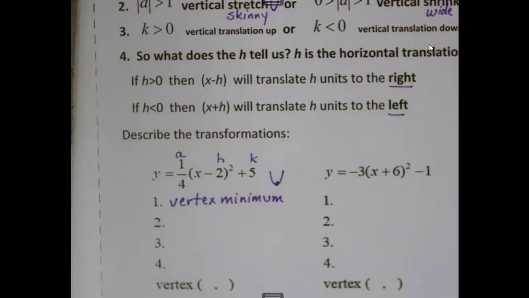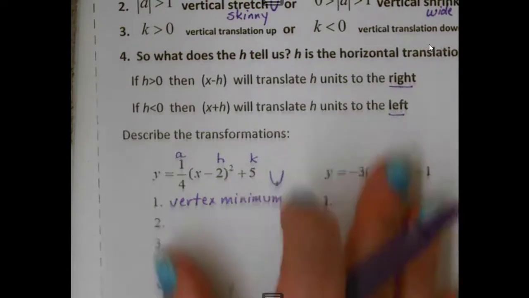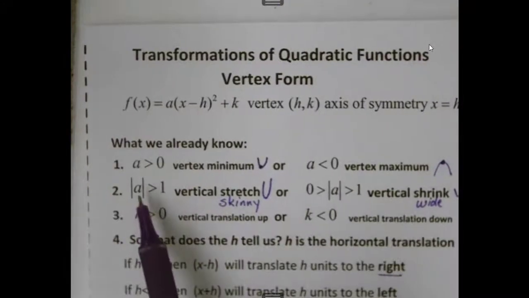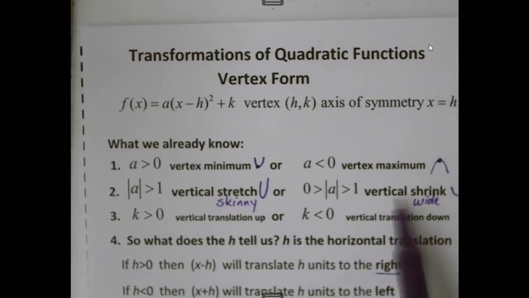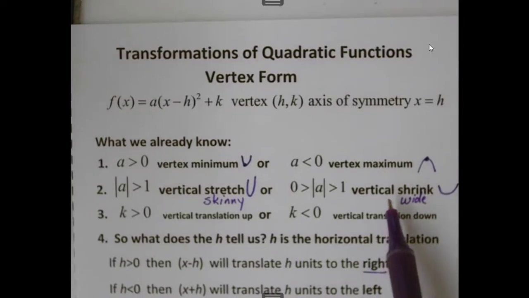Now 1/4, sometimes I have to look back at my notes. Okay, so does 1/4 make this statement true or the statement on the right true? Okay, 1/4. Okay, 1/4 is between 0 and 1. It's going to be a vertical shrink. So that's how I can use my notes.